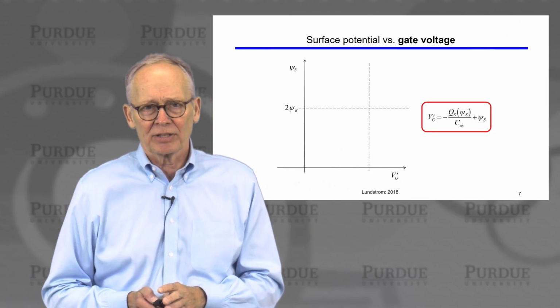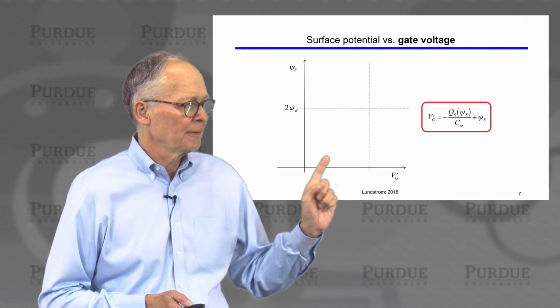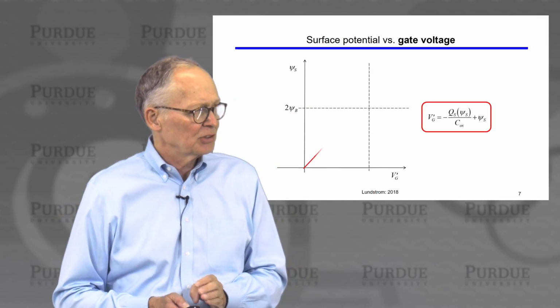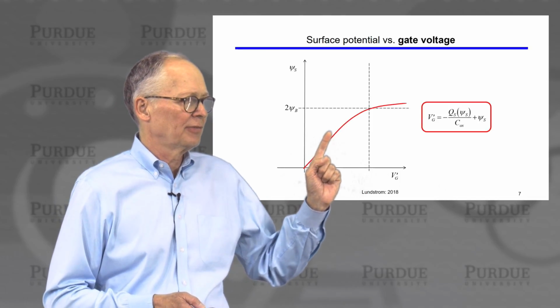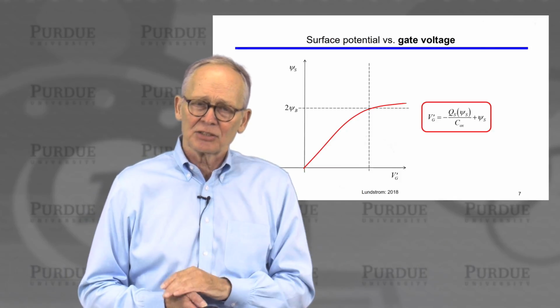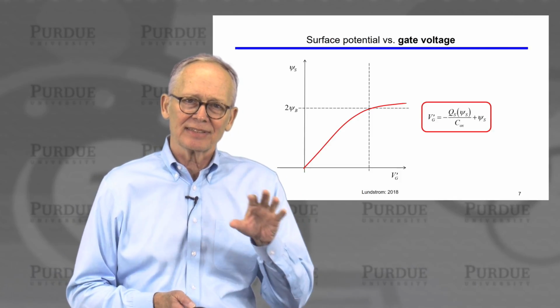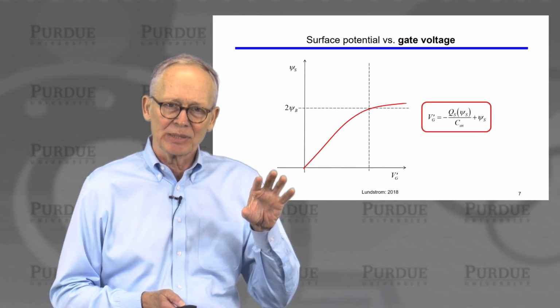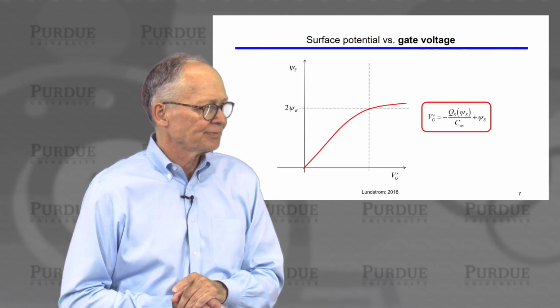Now, if we do that calculation, what we're going to find is that as we increase the gate voltage, we're going to increase the surface potential. So it's going to look something like this. Initially, the surface potential is going to follow the gate voltage. The slope of this line will not be 1 because not all of the gate voltage goes into the semiconductor. Some of it is dropped in the oxide, so we lose some in the oxide, and the rest of it is dropped across the semiconductor.